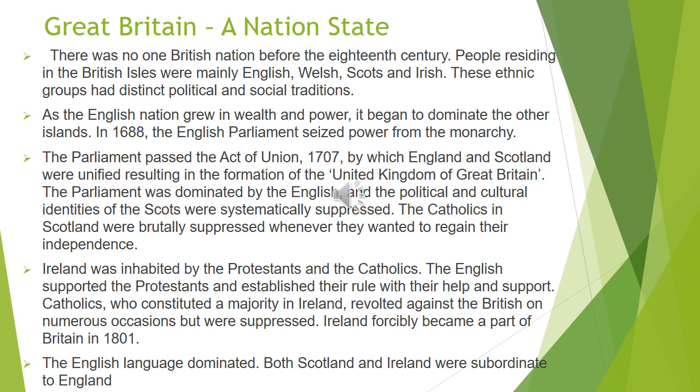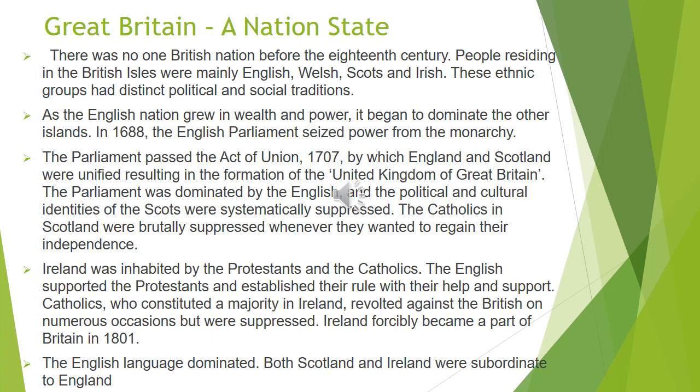In 1688, the English Parliament seized power from the monarchy. So, in 1688, the Glorious Revolution had taken place, through which the English Parliament took power from the monarchy. The Parliament then passed an Act of Union in 1707. Act of Union means a law was passed in 1707 by which England and Scotland were unified, resulting in the formation of the United Kingdom of Great Britain. So through this act, Scotland was unified with England.